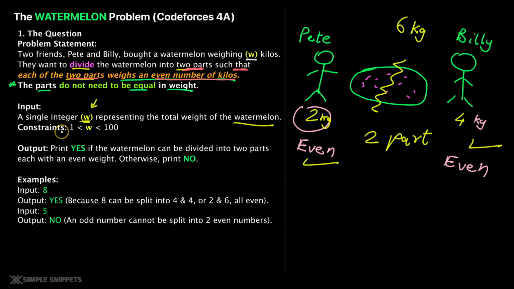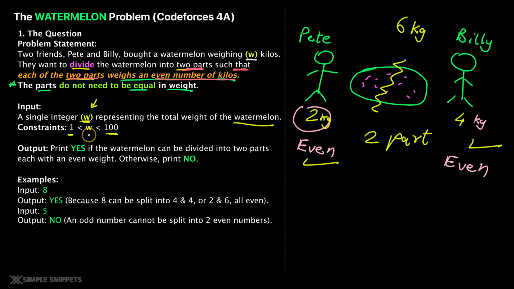The constraint is that the watermelon weighs greater than 1 kilo and less than 100 kilos. So this is the constraint, 1 less than W less than 100. This simply means that the range of the weight of the watermelon is between 1 and 100. Have you ever heard of a watermelon being 100 kilos? Well, that's a hypothetical situation, but that is going to be a big watermelon if it actually existed.